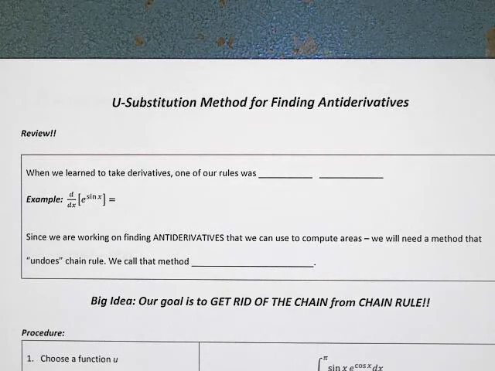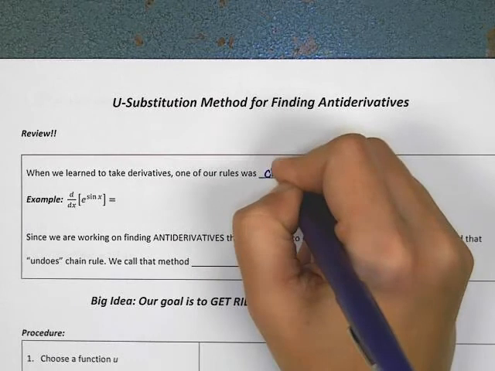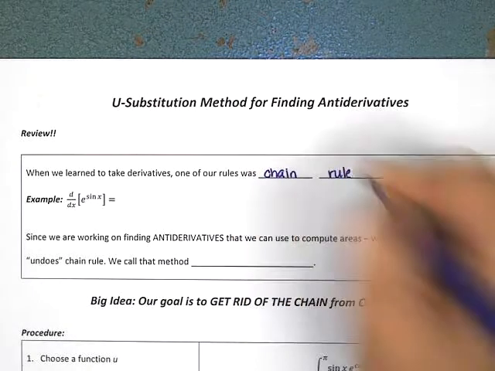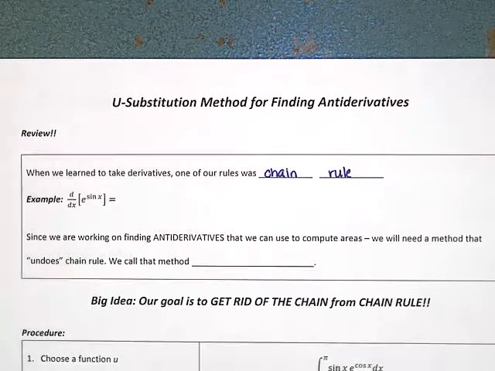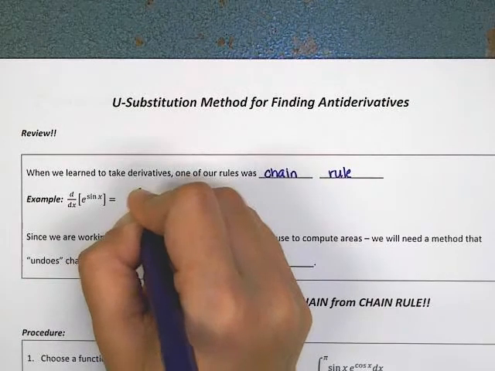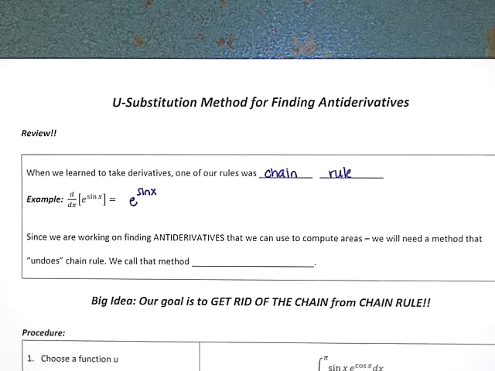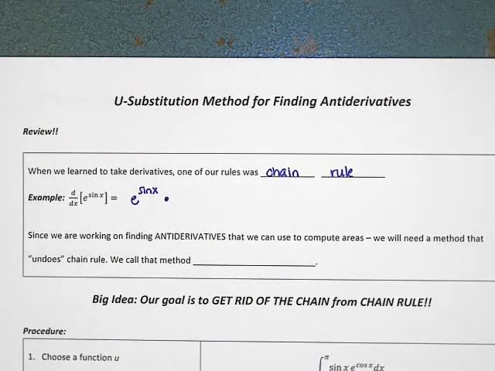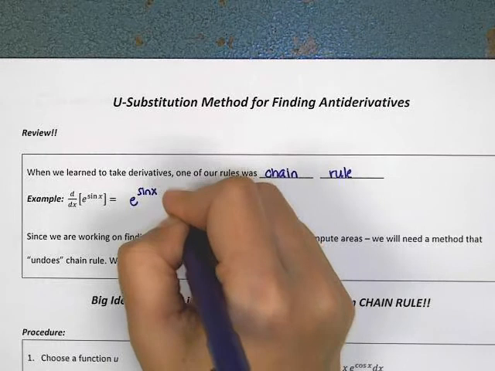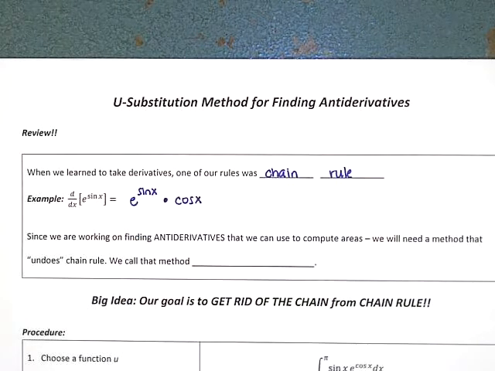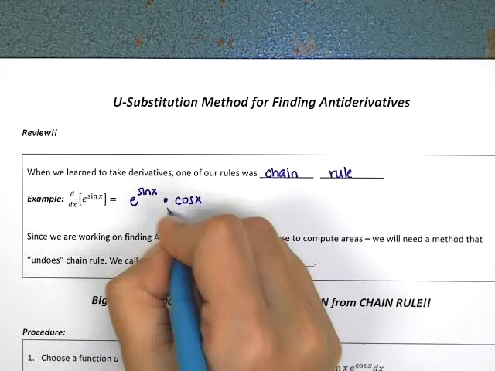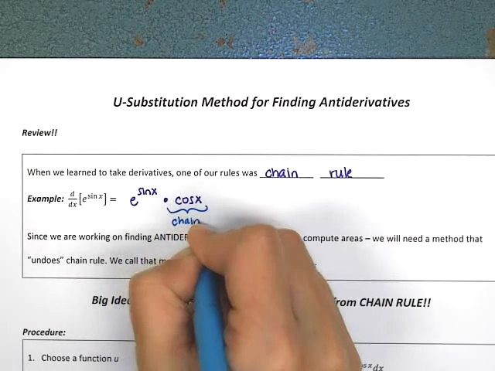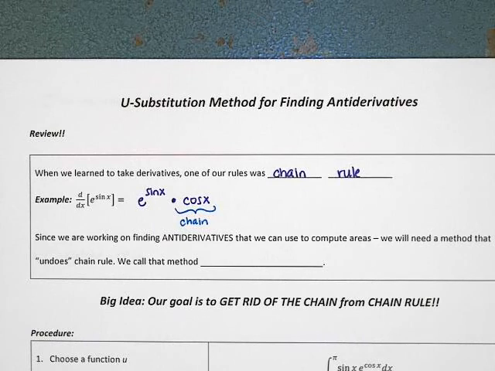When we learned to take derivatives, one of our rules was chain rule. And it worked like this. If you take the derivative of e to the sine of x, you start by taking the derivative of the e to the sine of x part, which is just e to the sine of x. But then you had to multiply by the derivative of the stuff, the chain. The derivative of sine would be cosine. And we called this the chain. Our basic rule for chain rule was you take the derivative of the outside, you leave the inside alone. You take the derivative of the inside and you multiply.